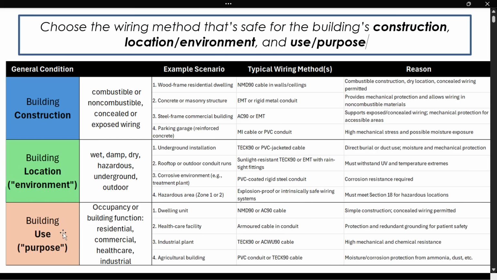So even though the Canadian Electrical Code and the National Electrical Code use different names for some of their wiring methods, they have the same principles. They have different names for the wiring that you'll choose. It's all based on the same principles: construction, location, and use, or construction, the environment, and the purpose. And they're called the same thing: wiring methods in Section 12 in Canada, in Chapter 3 in the US.